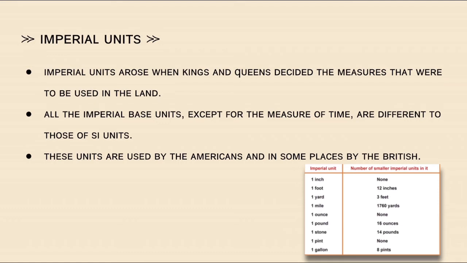Next is imperial units. Imperial units arose when kings and queens decided the measures that were to be used in the land. All the imperial base units, except for the unit of time, are different to those of SI units. These units are used by the Americans and in some places by the British. Some examples are pounds, miles, gallons, and yards. However, you need to know that the imperial system units are based on antiquated things like the length of the king's foot and the size of a barley corn. So the relationships between units can be quite random.